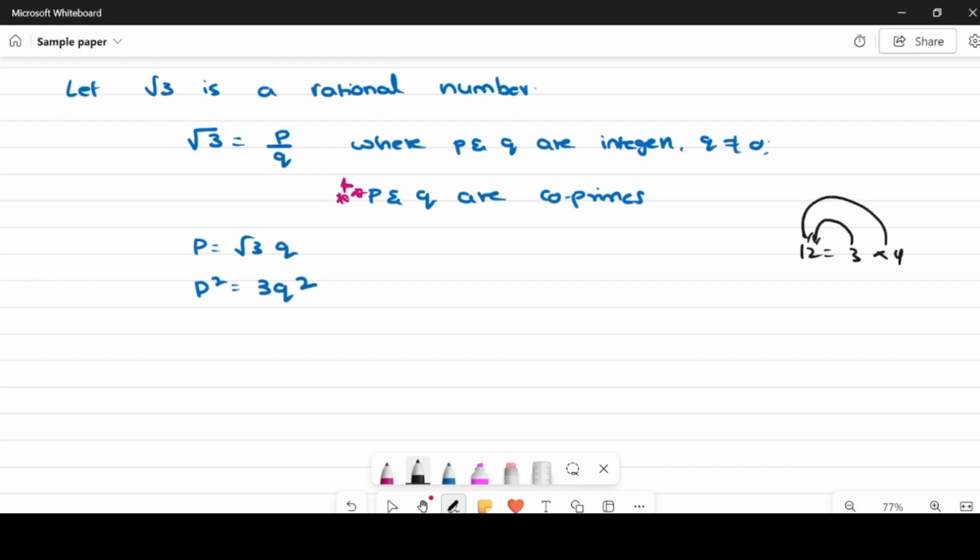If we write some y is equal to 3 into some x, then 3 is a factor of y. That means y is divisible by 3. Factor means that particular number divides this number completely. So in this case, p square is equal to 3q square means p square is divisible by 3. If p square is divisible by 3, it implies p is divisible by 3.